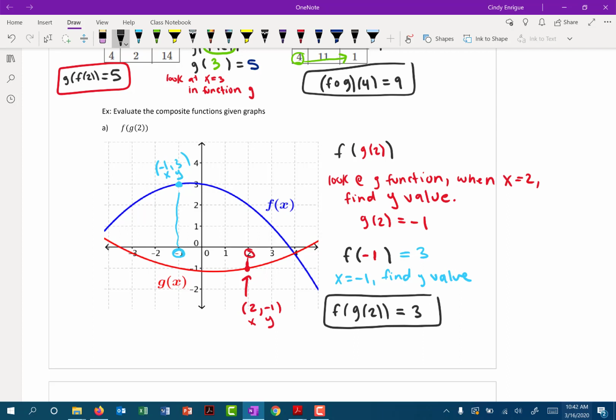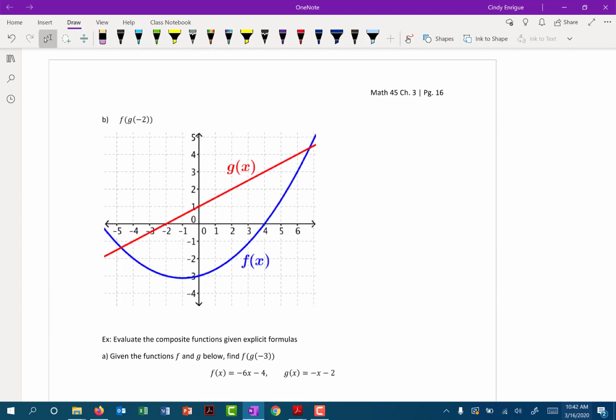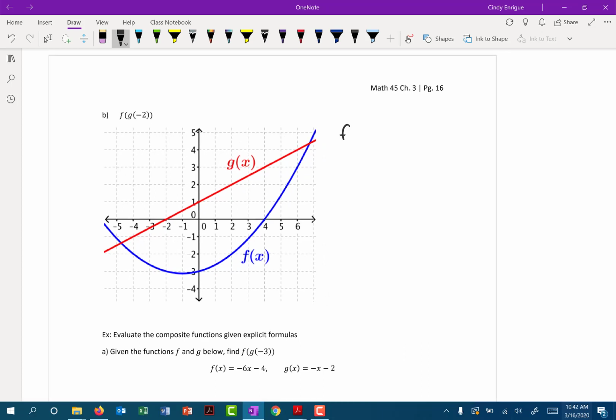So let's see if we can do that one more time with part B. So, okay, here we go. We have f of g of negative 2. So, first part, I'm going to find g of negative 2 first. So, part 1. We're going to work on the inside. So, I have my x value at negative 2, and the g function is red. So, I want red right in there. So that value is negative 2 comma 0. So I know that's going to be 0.